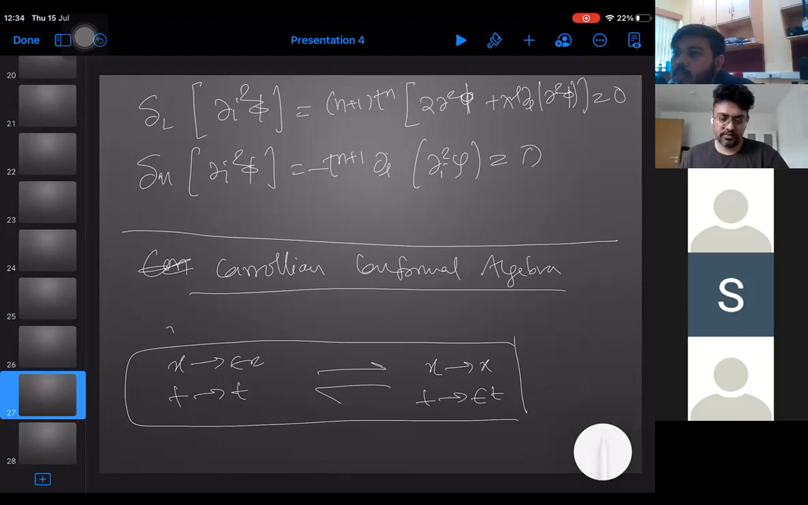So this was today's lecture, and tomorrow let's focus on the Carrollian conformal algebra and the field theories. If tomorrow I get time, or the day after tomorrow, we'll try to see the comparison between the boundary and the bulk. All right, guys. Thank you.